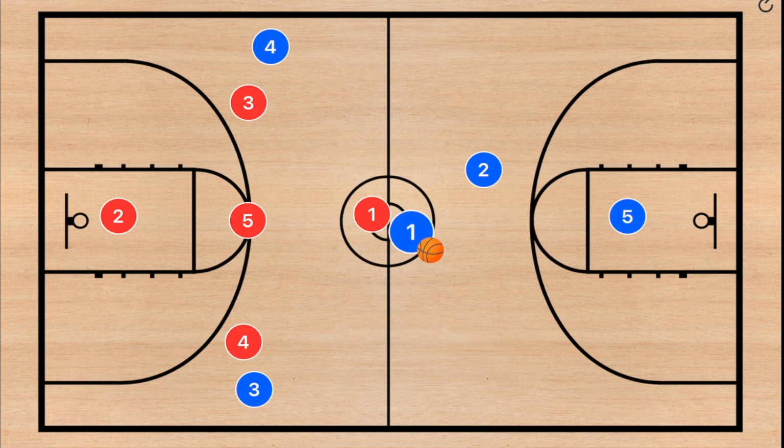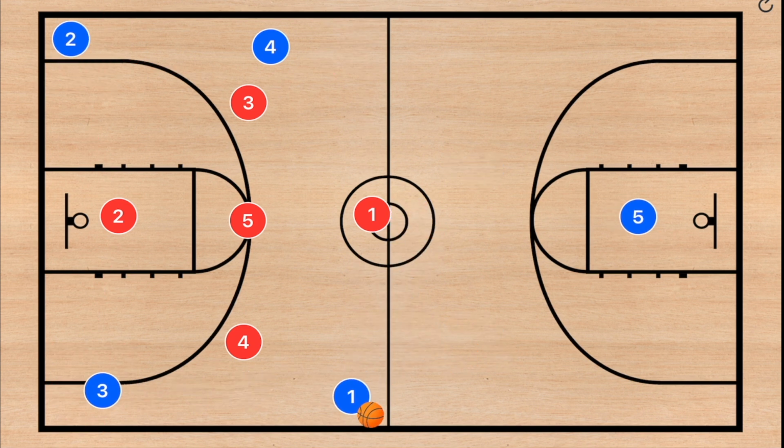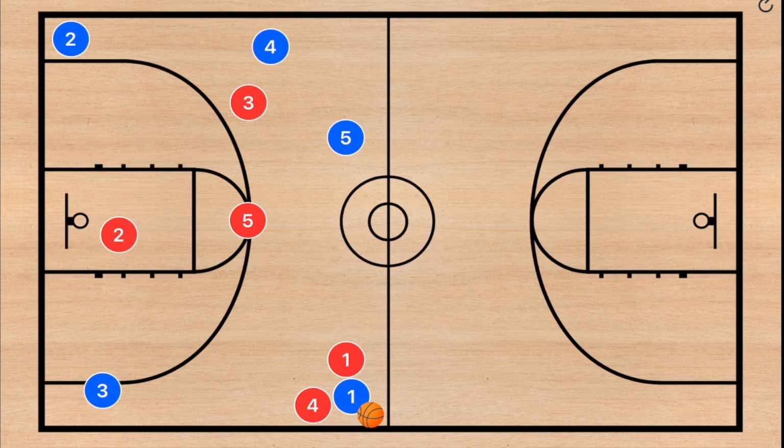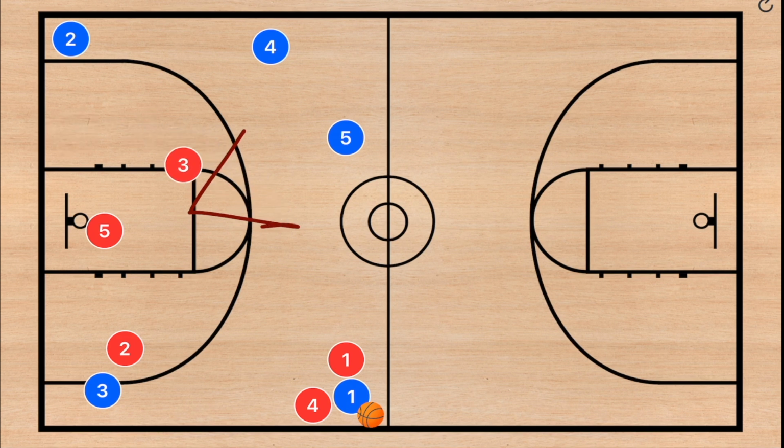If, for example, we were lucky enough to get this ball trapped or moved towards the sideline, we would want player 1 and 4 to trap. I would want player 2 to drop. I would want player 5 to drop. And I want player 3 to kind of play around here. He needs to kind of judge where he needs to go.